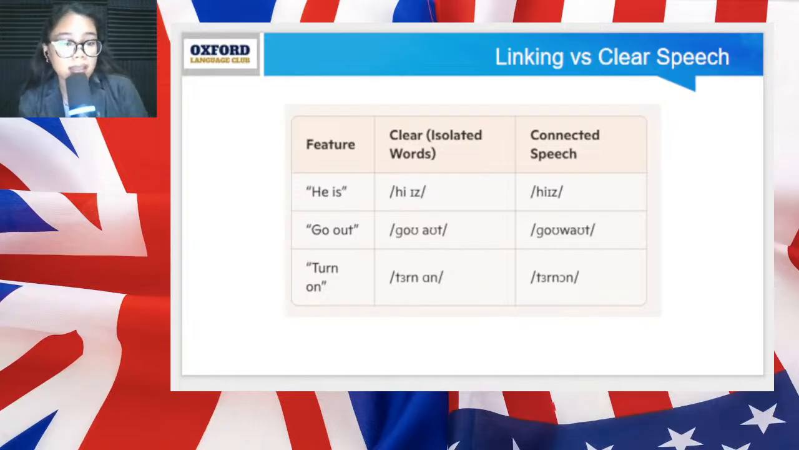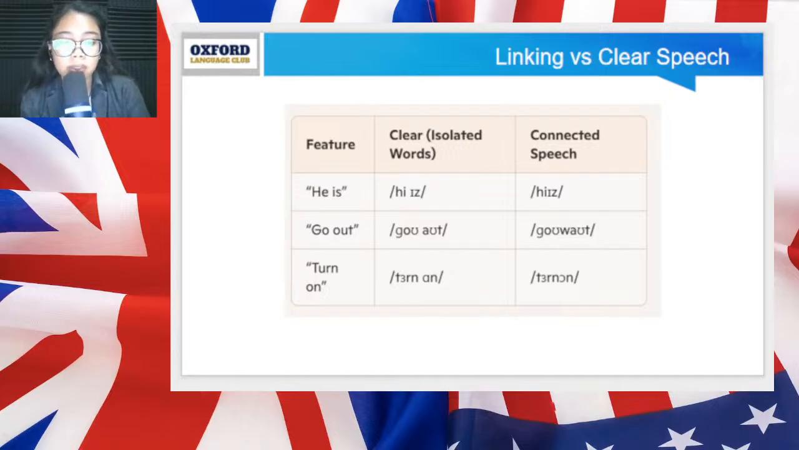There is a slight, almost imperceptible stop in between if you're trying to be overly precise. But now look at the connected speech version. It's "go out." Okay? What do you notice there? The little W sound has magically appeared in between the two vowel sounds. This is exactly what we talk about with vowel to vowel linking.